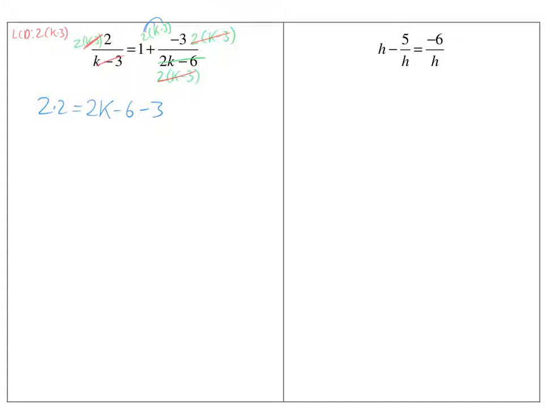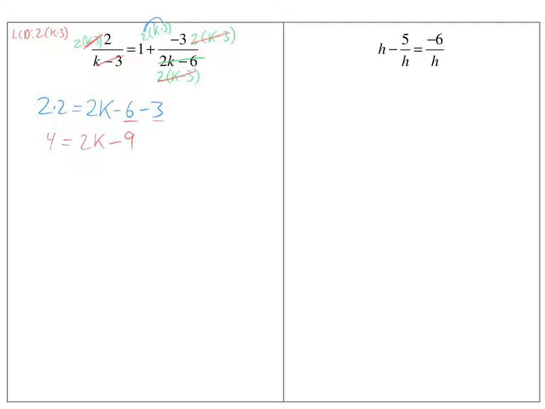So now the denominators are all gone. It becomes an easy solve, but you have to do some cleanup first. So hopefully you notice, let's clean this up. We got 4 on the left side, 2k, and negative 6 minus 3 is negative 9.